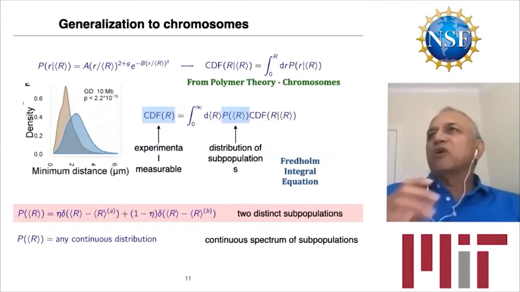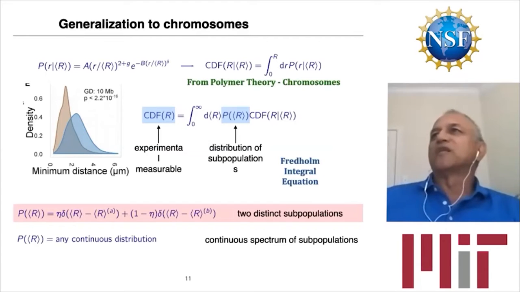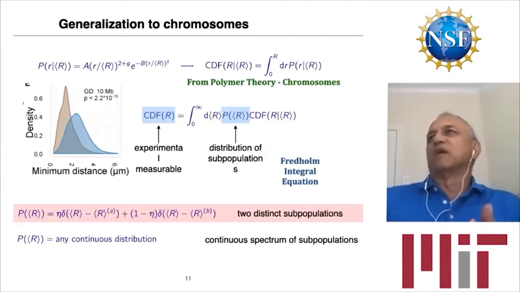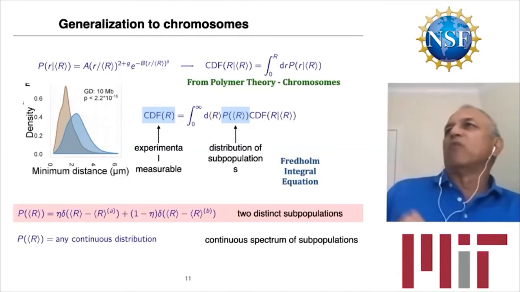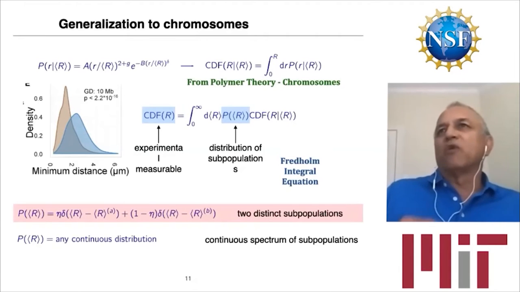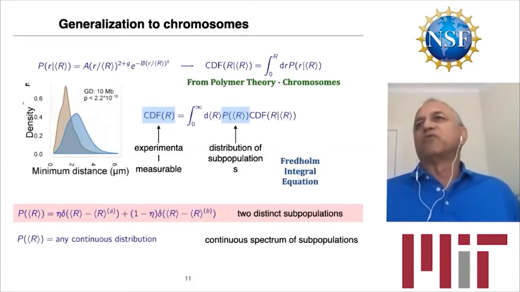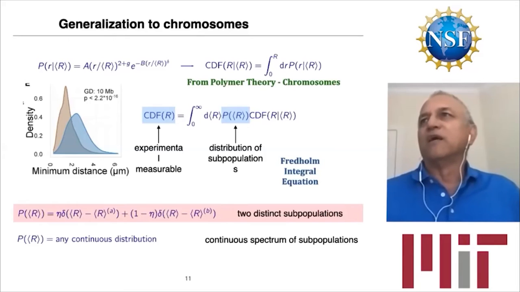And then because there's a distribution of subpopulations, more than one, that means for a given mean distance, that itself is distributed, and that's given by this blue square within the integral. And the cumulative distribution function that one has to calculate comes from a convolution of these two terms, the blue square and the integral, and the cumulative distribution function for a given value of R. So in the previous case, I only had two subpopulations, in which case the distribution function for a given R is just a sum of two delta functions, and one could calculate everything if I knew what the eta and the r's were.